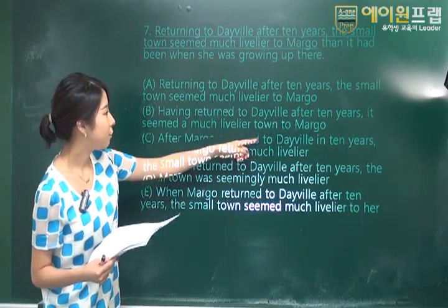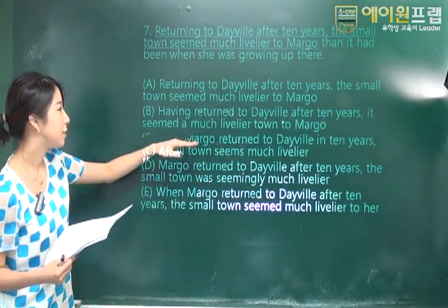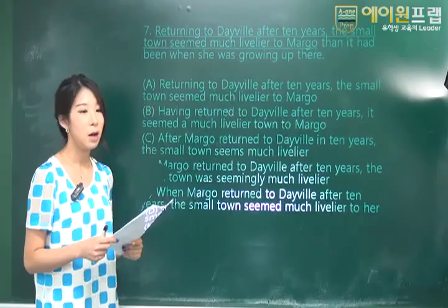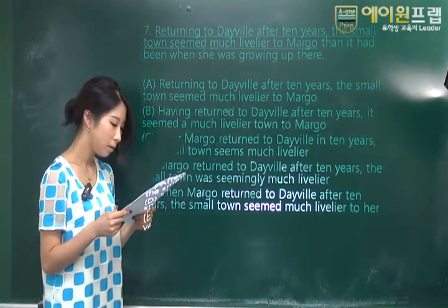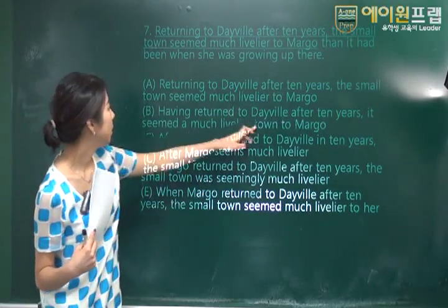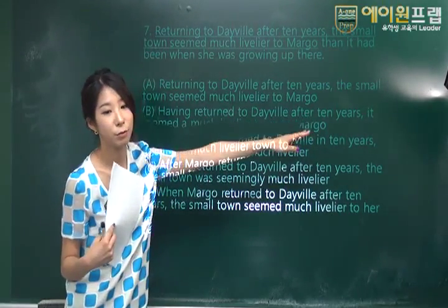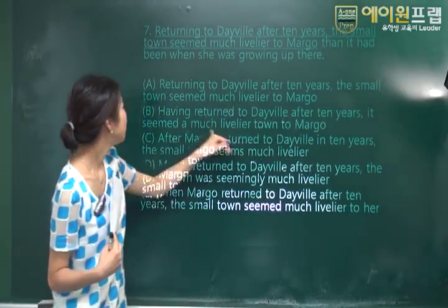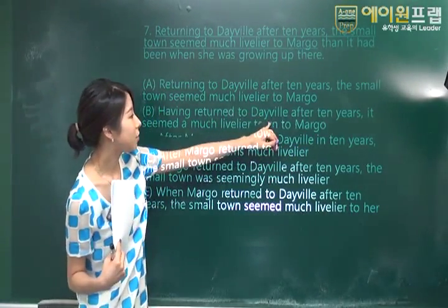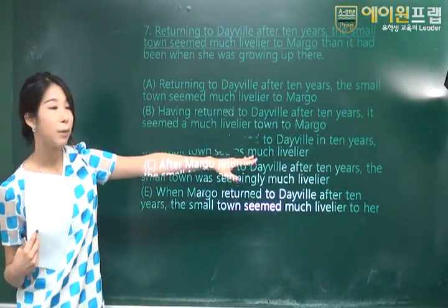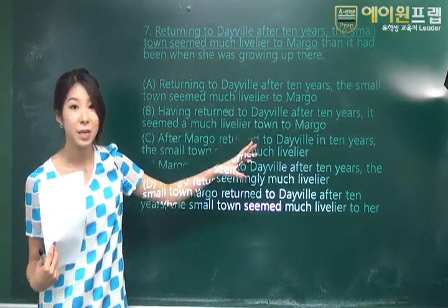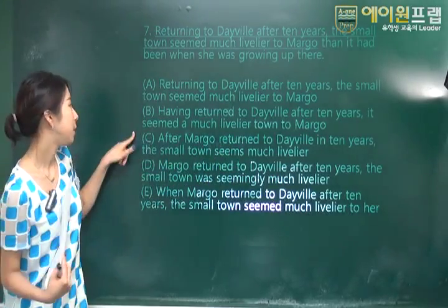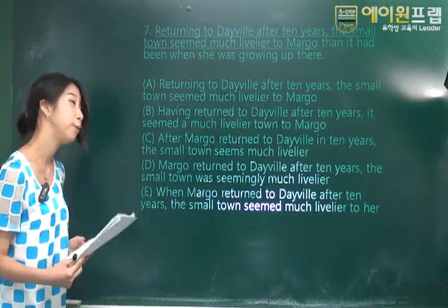And B. Having returned to Dayville after 10 years, it seemed a much livelier town to Margot. Once again, it's not the best sentence. Here, the word "it" after the comma refers to the town, right? So, having returned to Dayville after 10 years, it, the town. The town can't have returned to Dayville after 10 years. There should be Margot. So B, for the same reason, is also out.